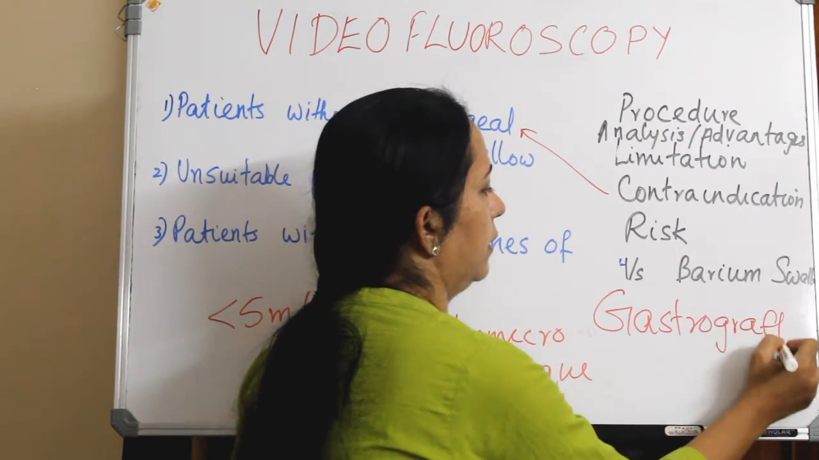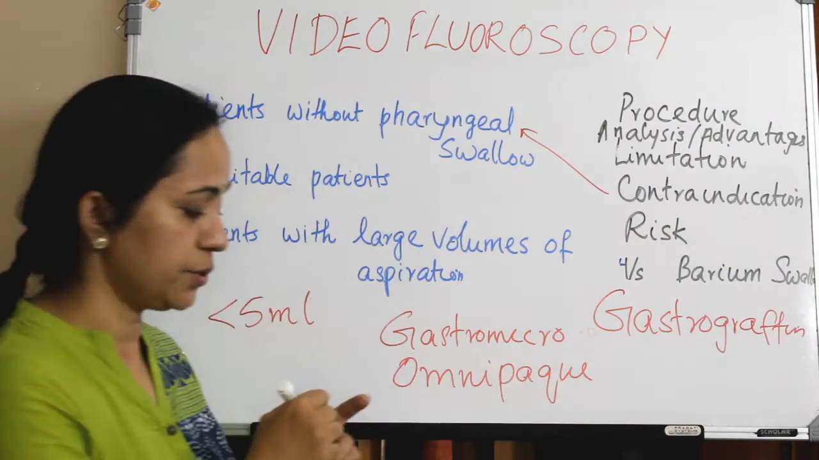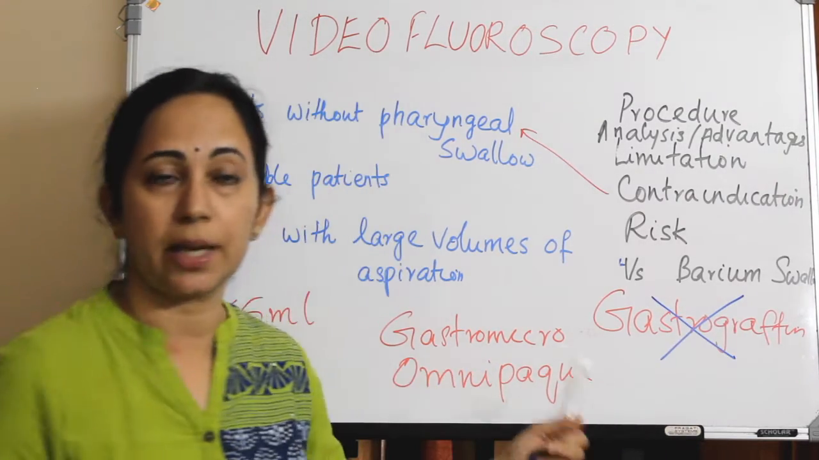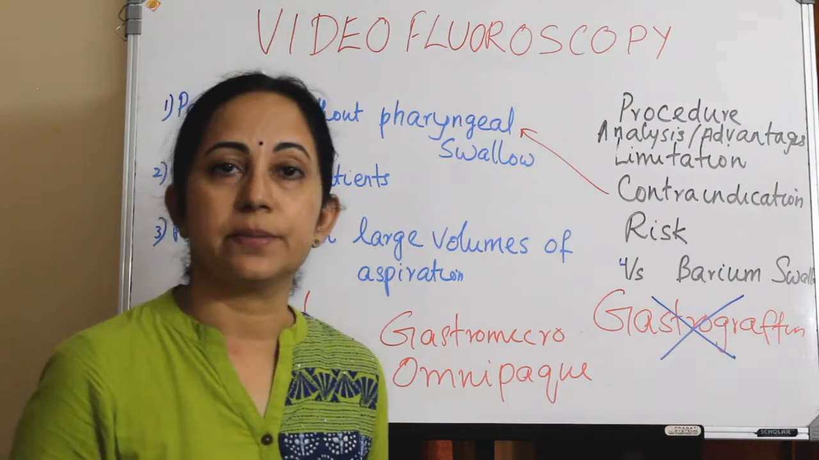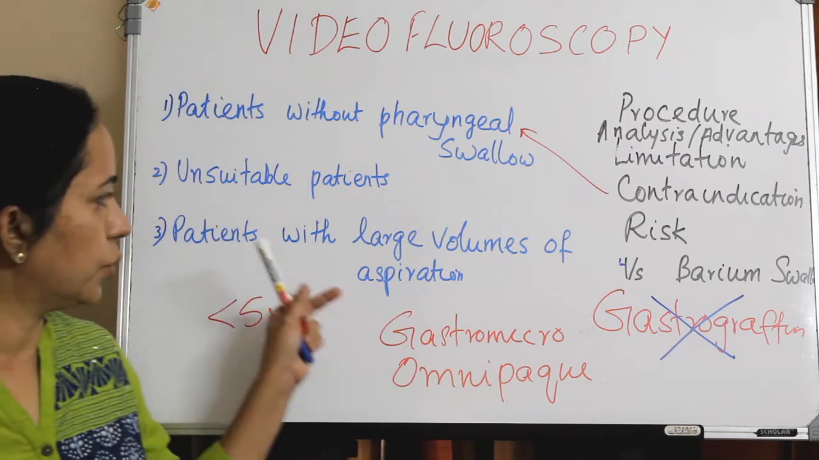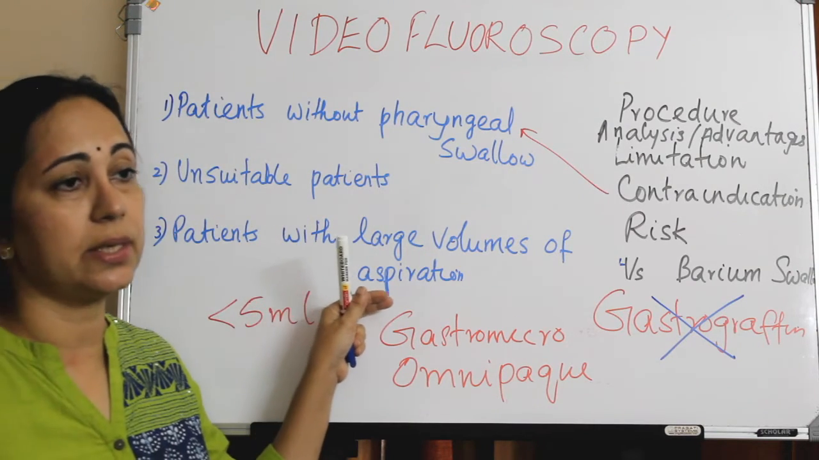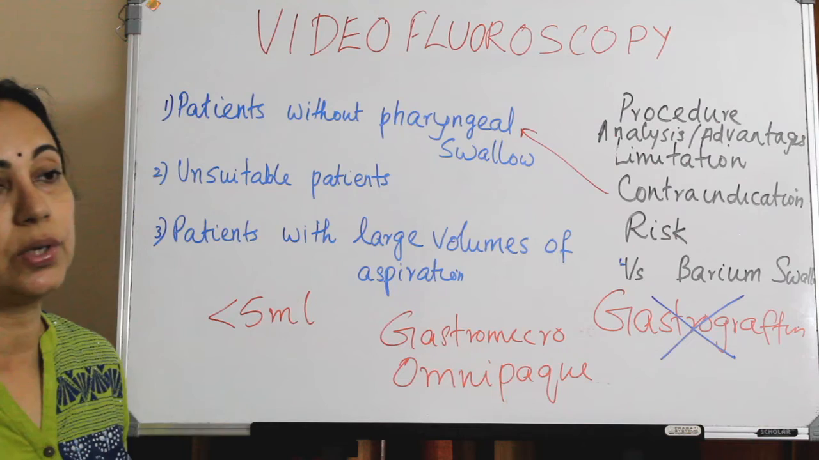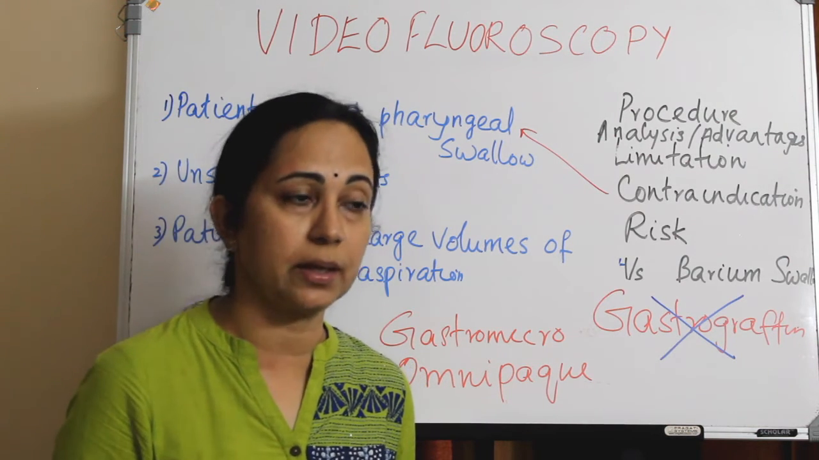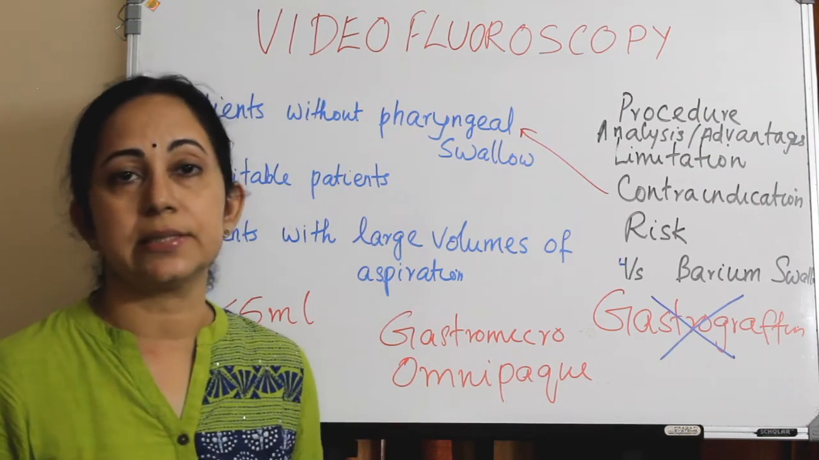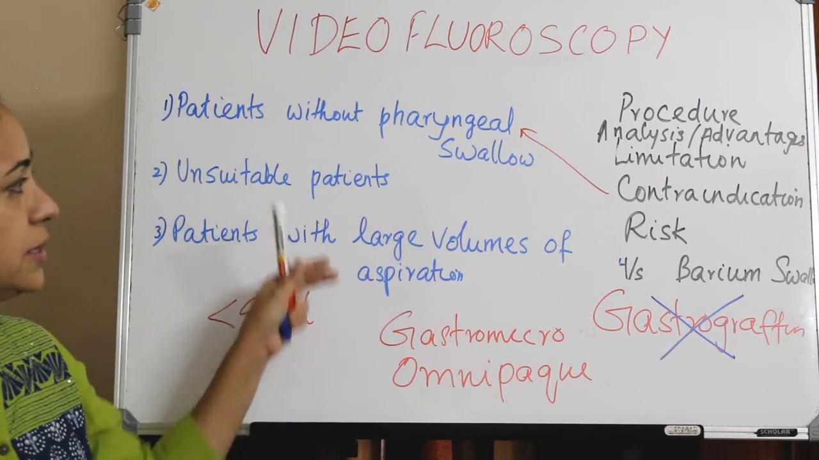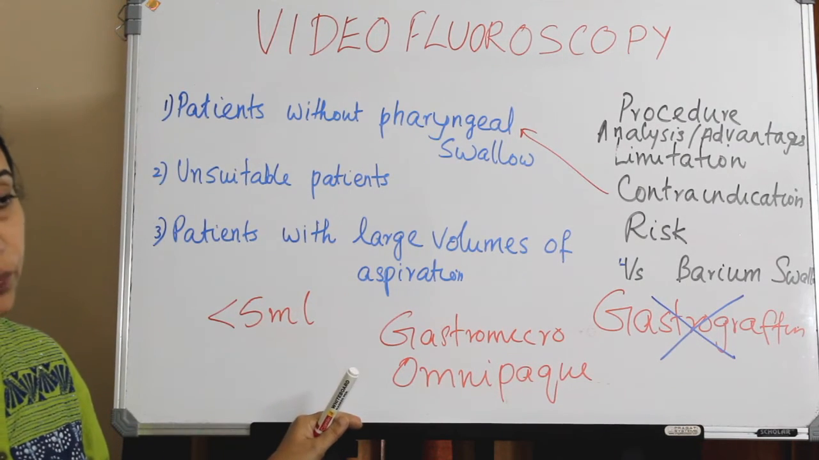If you are anticipating large volumes of aspiration, Gastrografin should not be used because it is hypertonic, and if aspirated it will cause pulmonary edema. So if you are anticipating patients with large volumes of aspiration, or if there is a history of cardiac arrest or respiratory distress because of aspiration, then go with this. So these are the contraindications of videofluoroscopy.